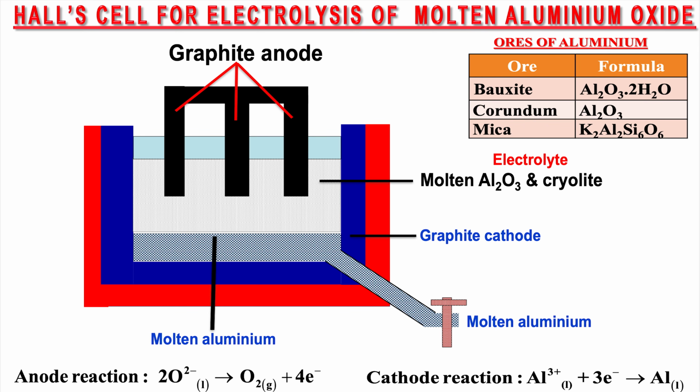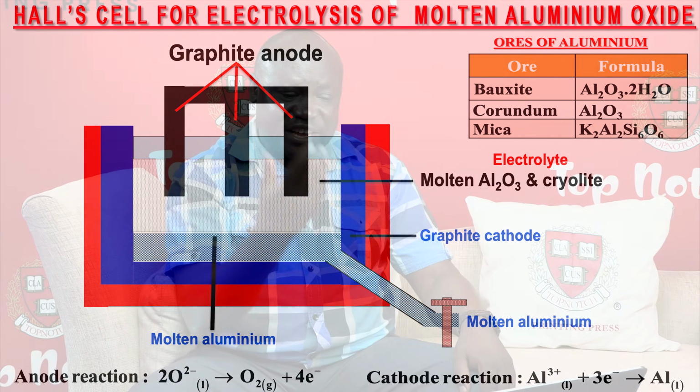The oxygen gas, because of the high temperatures in the cell, occasionally may react with graphite. Remember, graphite is carbon. And during the reaction, CO2 is produced. That calls for constant replacement of the anode because it gets wasted. So we must continuously replace the anodes. And the aluminium is tapped off at the bottom and can be stored.